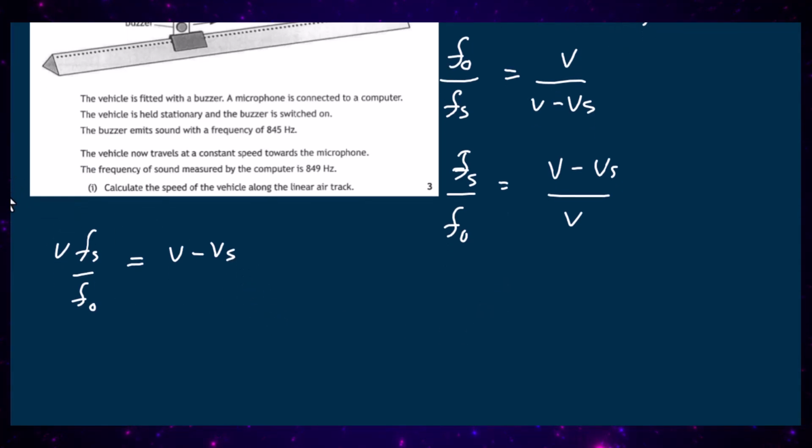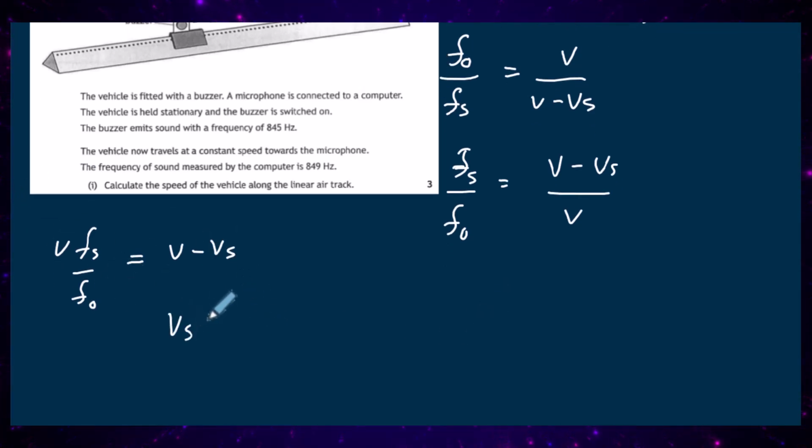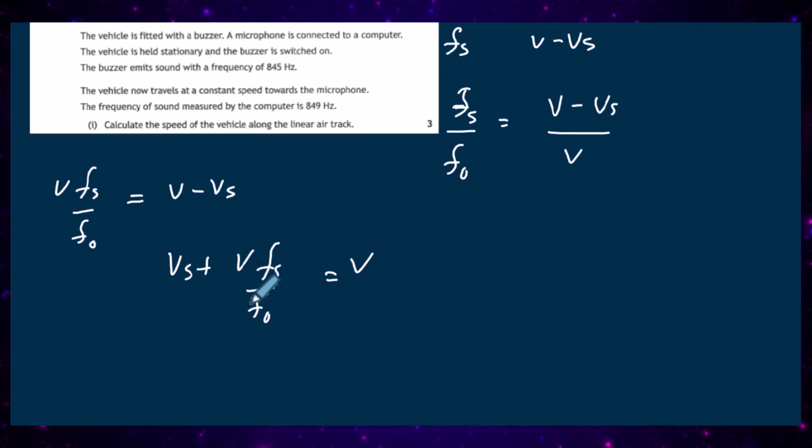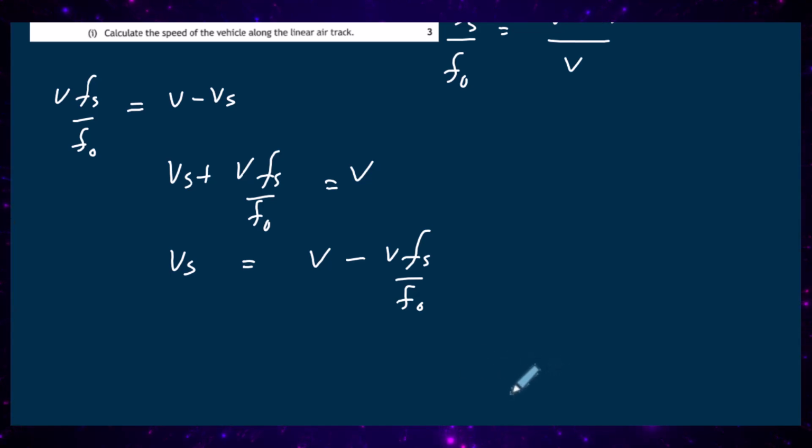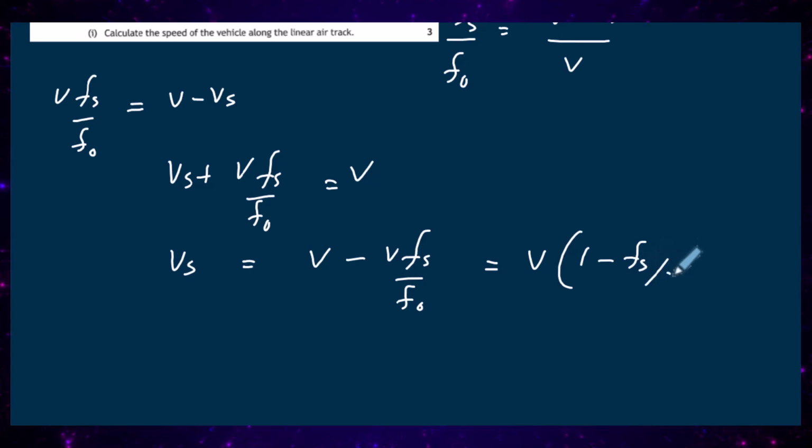So if we add vs to both sides, we're going to get vs plus v fs over f0, and that's going to leave us this side with a v. And we can now take away the v fs over f0 from this side to the other side, and we end up with the speed of the source is equal to the speed of sound, take away speed of sound times fs over f0. And that's the expression we can plug numbers into now. We don't need to go any further, but to be a wee bit more mathematical, we could take out a common factor of v, the speed of sound, and we have 1 minus fs over f0.